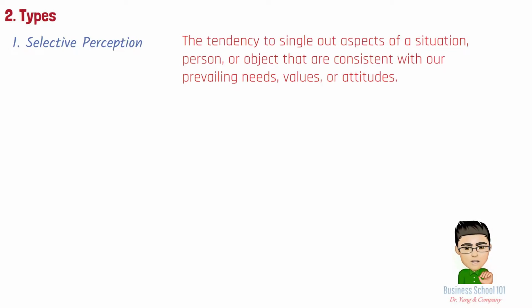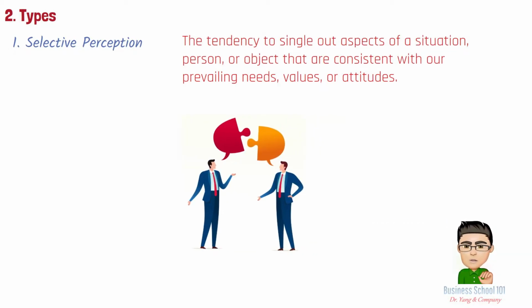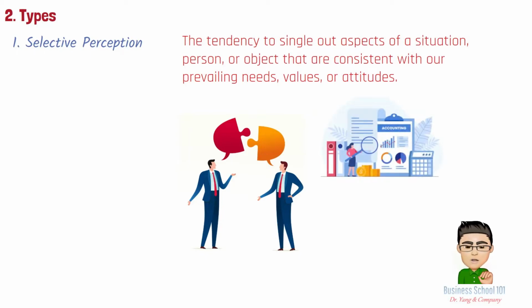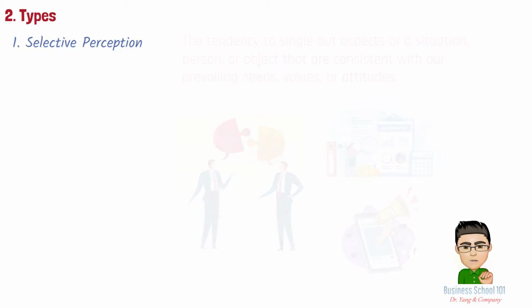For example, if we don't like someone, we will focus on negative information about that person that reinforces our view. If we are trained in finance or accounting, we will focus on financial aspects of a decision while discounting or dismissing marketing implications.